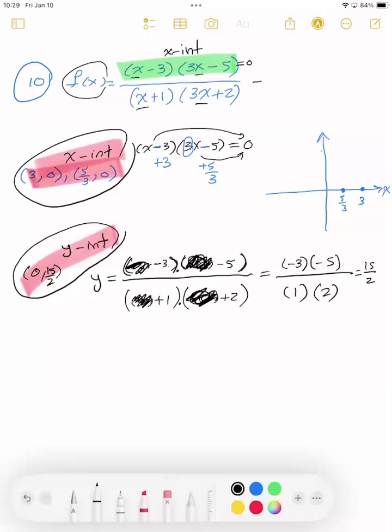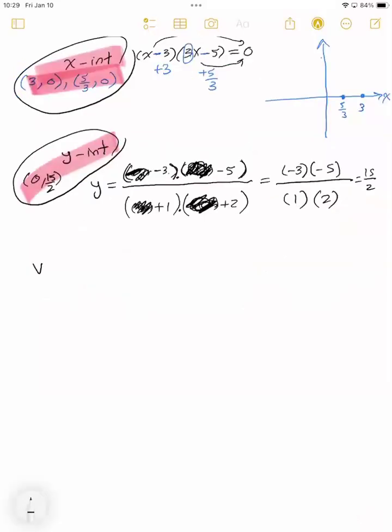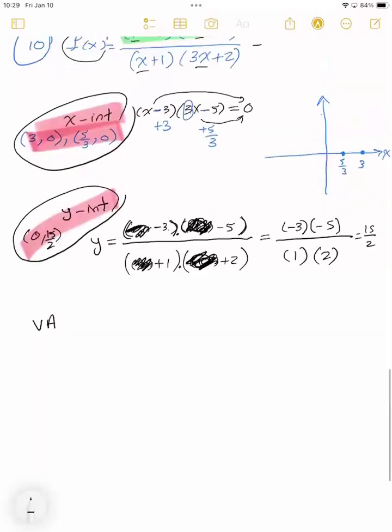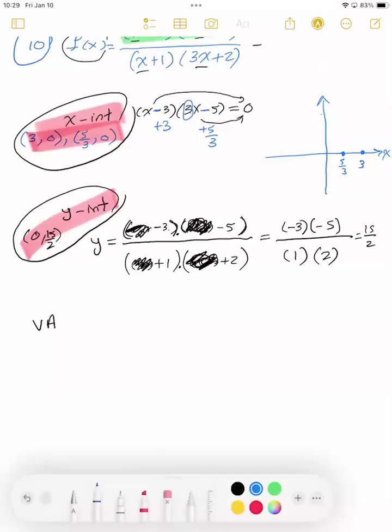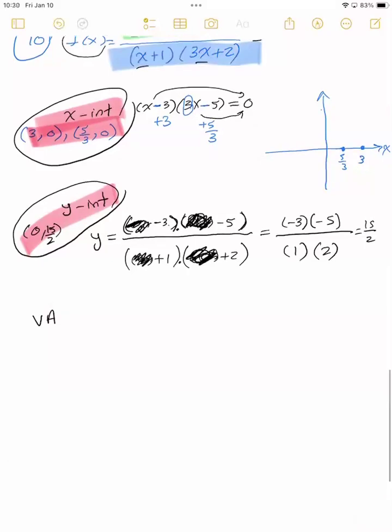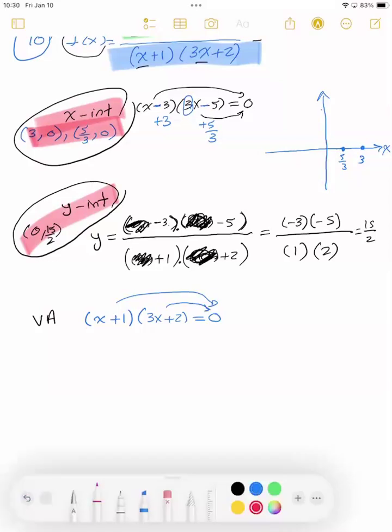Next, we are going to find a vertical asymptote. To find a vertical asymptote, we set the denominator equal to 0. So x plus 1, 3x plus 2 equal to 0. Again, you set x plus 1 equal to 0 and solve the equation. You set 3x plus 2 equal to 0 and solve the equation.